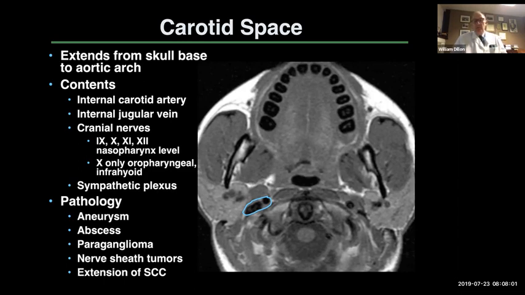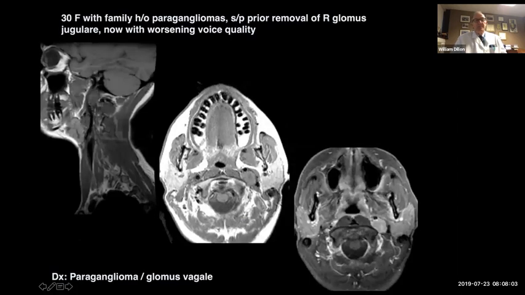And masses here will push the carotid and jugular forward. So here's an example of a mass on MR scanning, and you can see the carotid artery and jugular vein are separated. They're pushed by a patient who has a family history of paragangliomas, had a prior removal of a glomus tumor, and now has a paraganglioma of the glomus area, glomus vagale. So classic mass in that location.